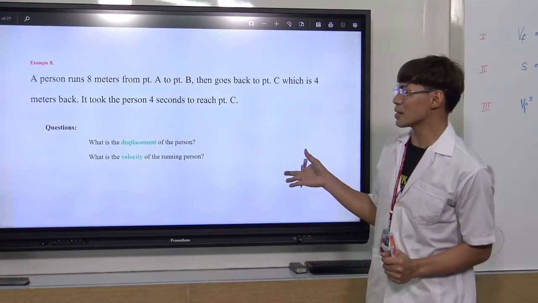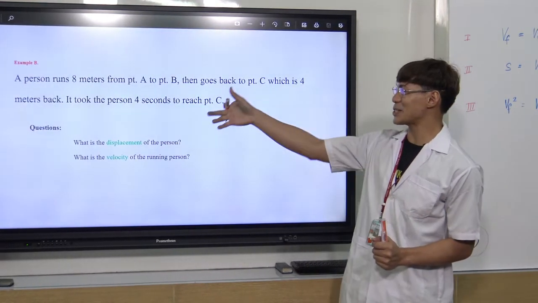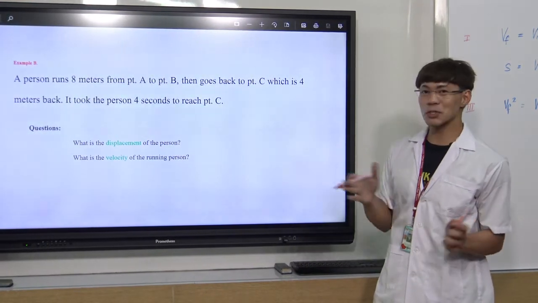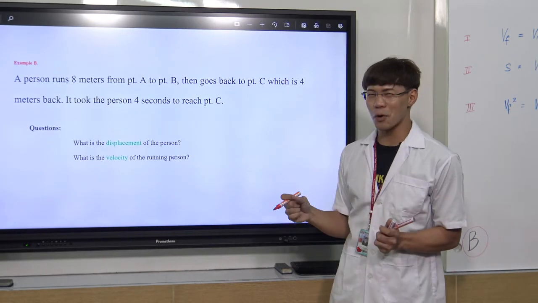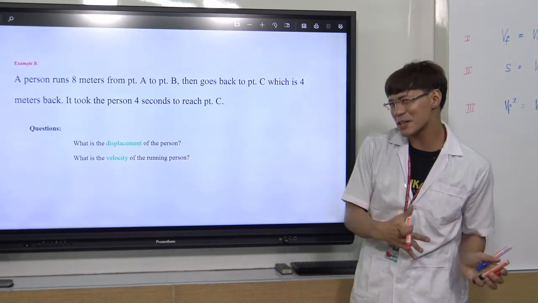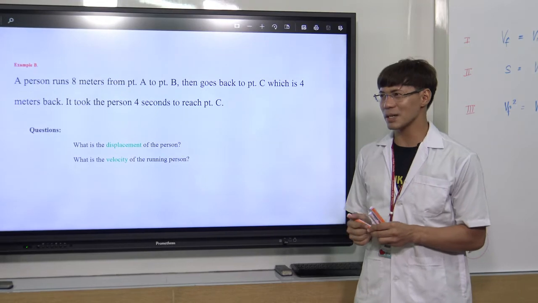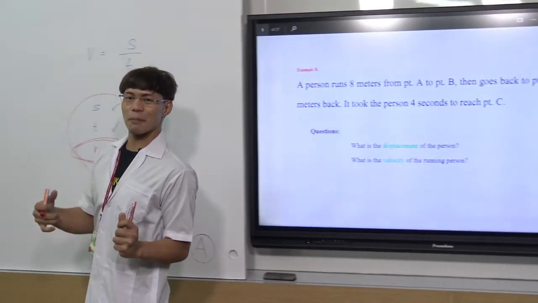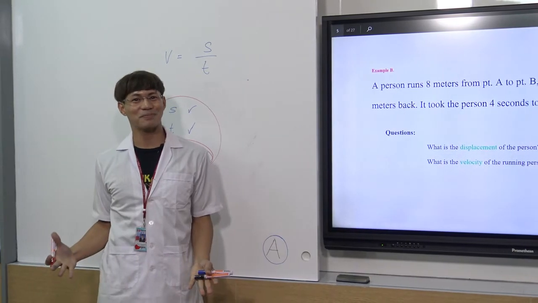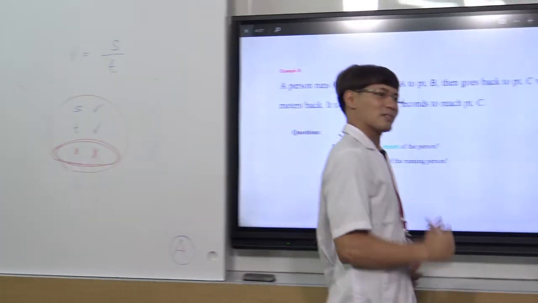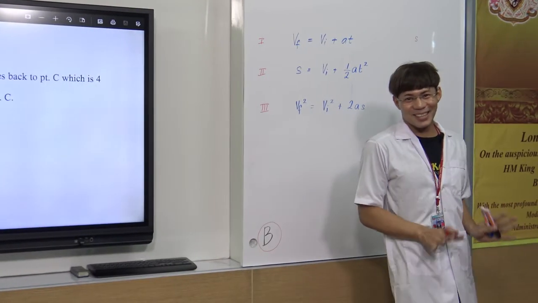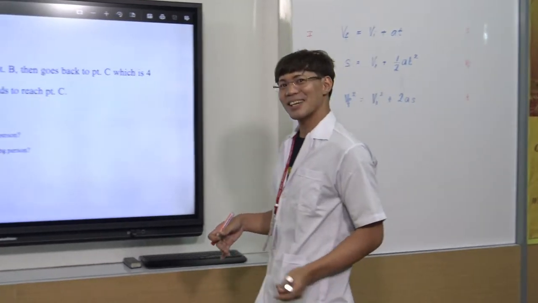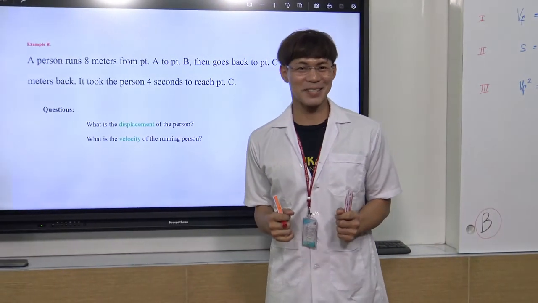A person runs 8 meters from point A to point B, and then goes back to point C, which is 4 meters away from point B, or 4 meters back. How do we visualize that? Let's say a person starts from point A, and then he ran to point B, and then he goes back to point C. What is the displacement there?